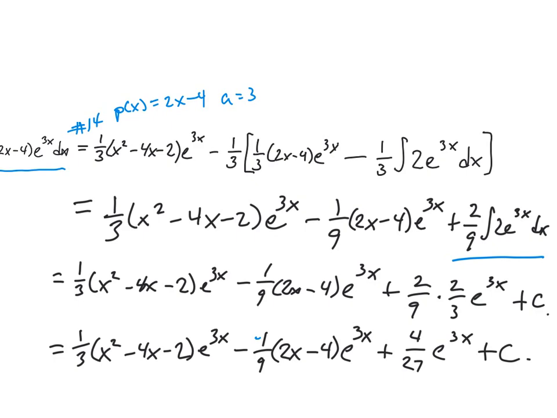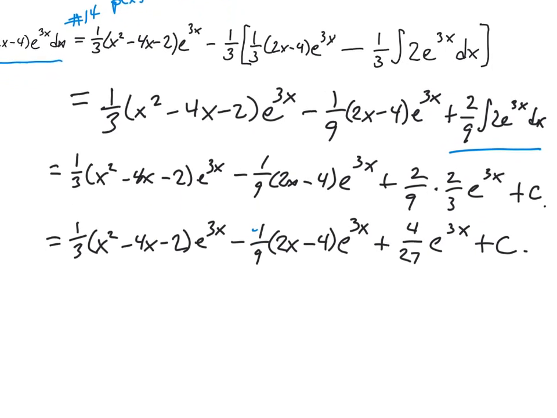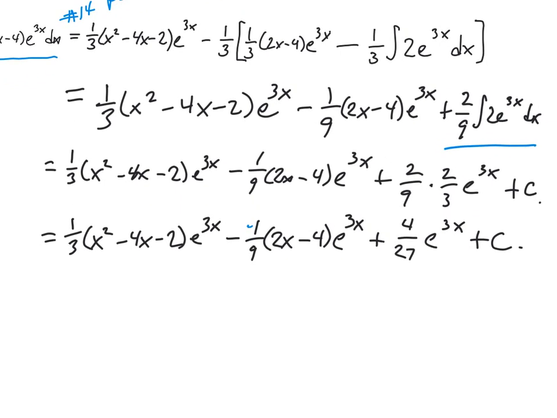Okay, and I just want to mention, I could also, if I wanted, I don't think this should be mandatory, and I think you'll probably agree with me, but when I look at all of this stuff here, this term and this term, everything here has a factor of e to the 3x. I could factor that out and just combine this polynomial with this one and with this one, this 4/27 here.